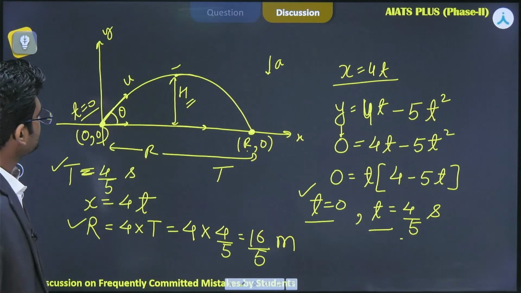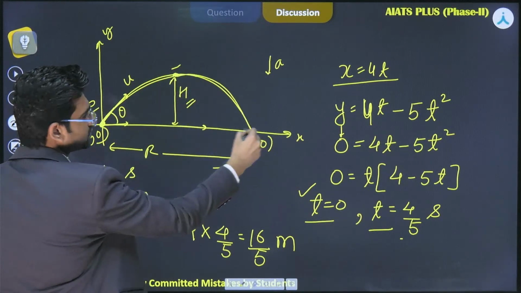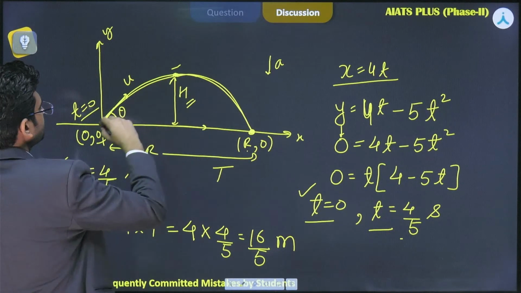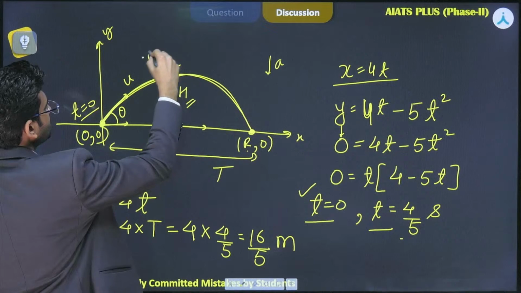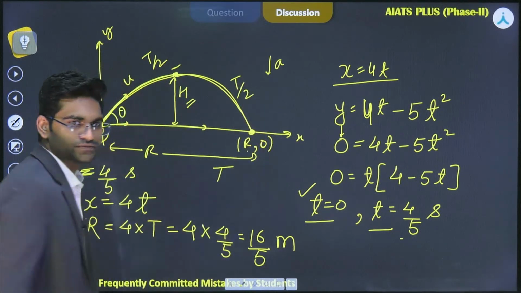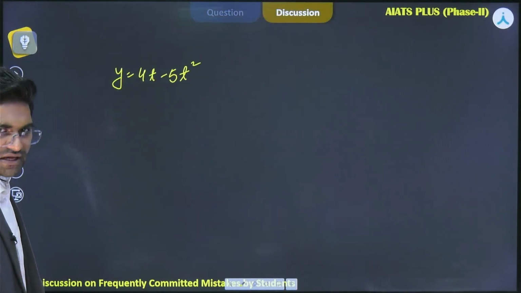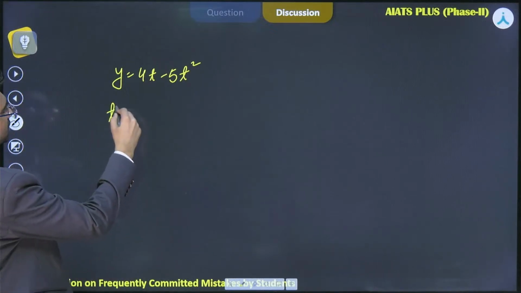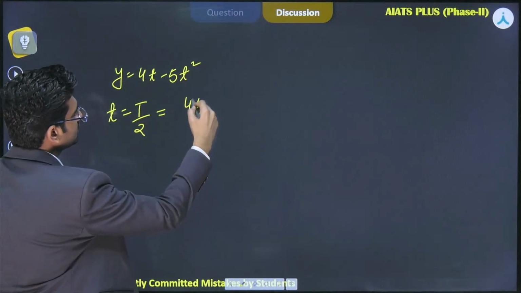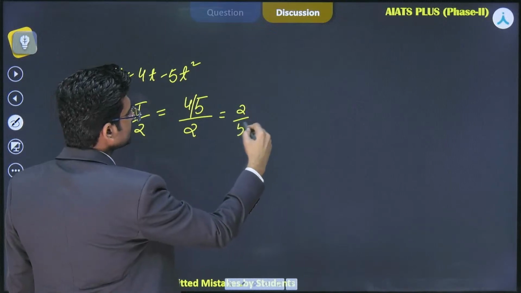One thing we can use is that this motion is symmetric from here to here. So if t is the total time, then motion up till here will happen in t by 2, and from here to here in t by 2. So the time to reach the maximum height will be t by 2, where t is 4 by 5. 4 by 5 divided by 2 becomes 2 by 5 seconds.